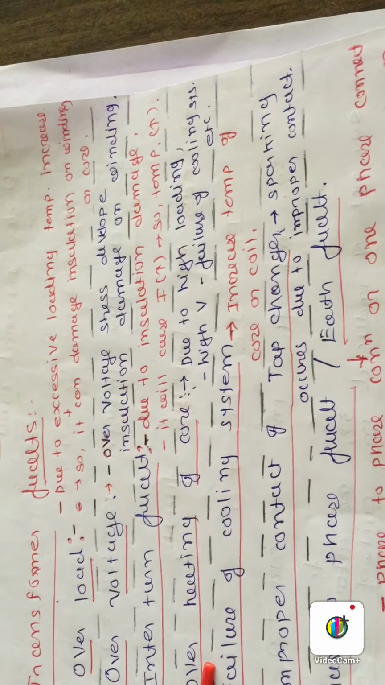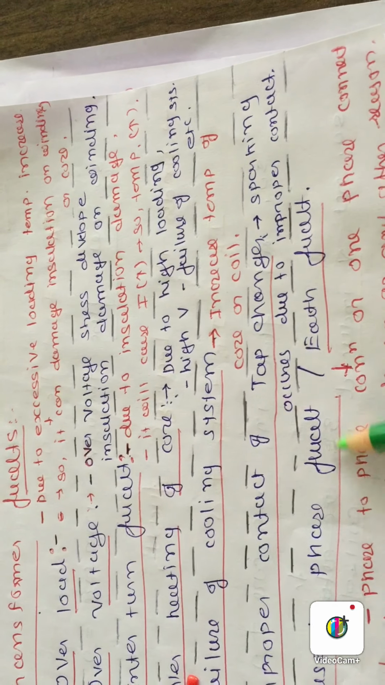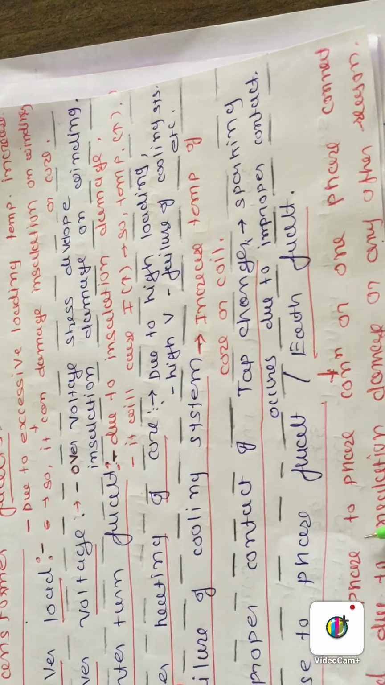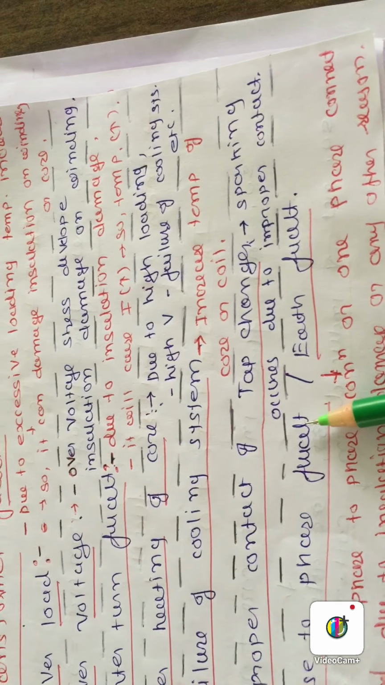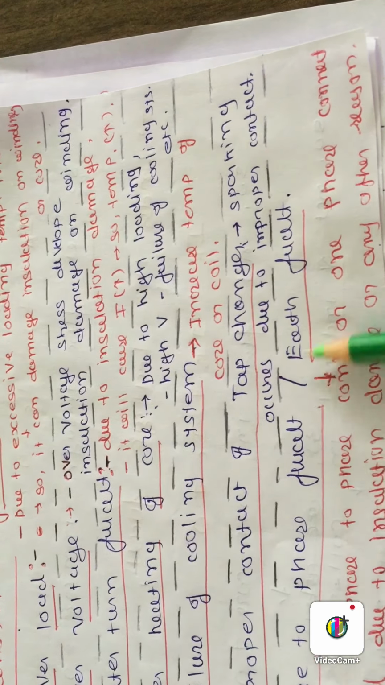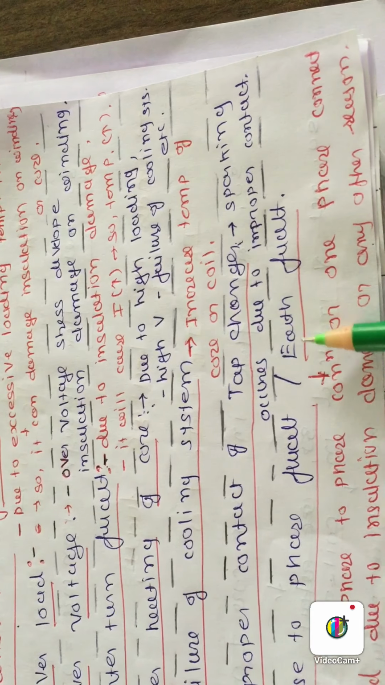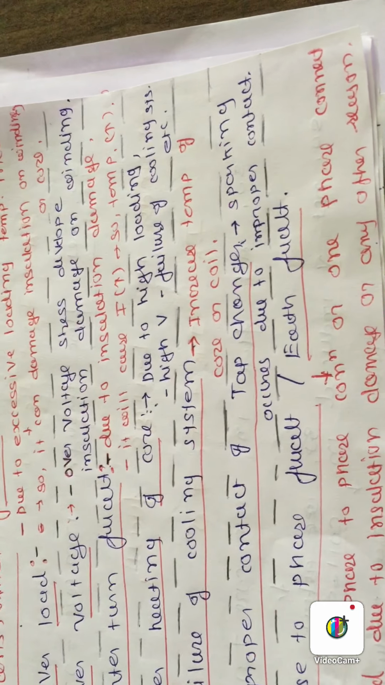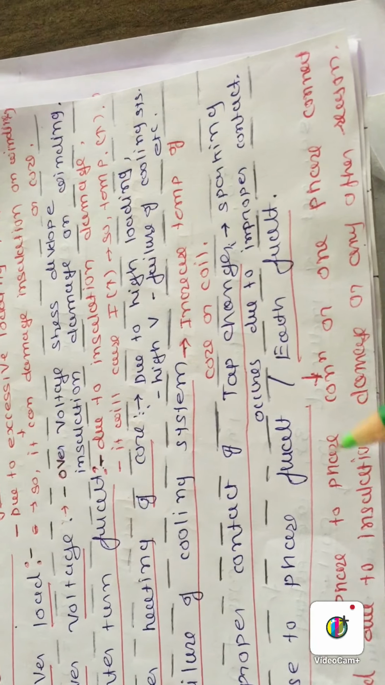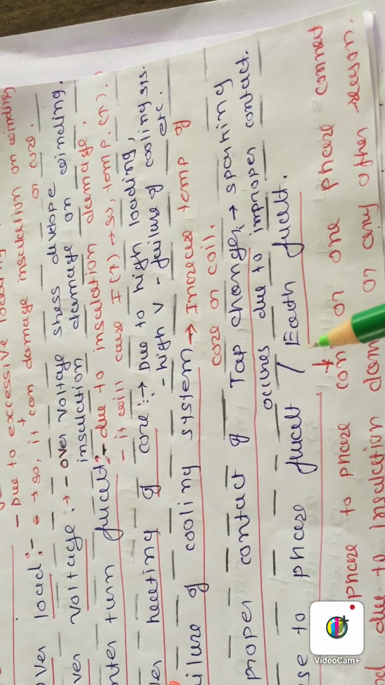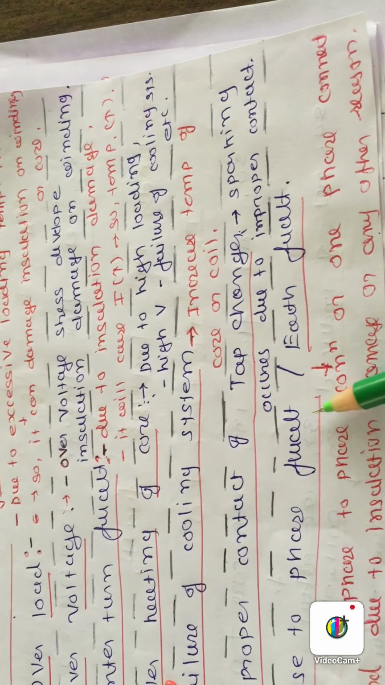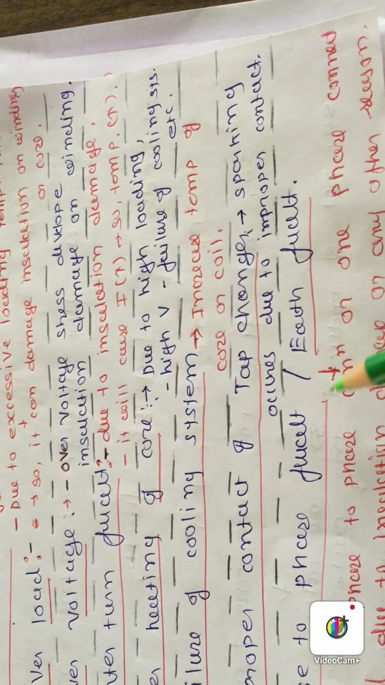Then phase to phase fault or earth fault. Phase to phase fault is produced due to the insulation failure between the two phases, and earth fault is produced due to the insulation failure between the phase and ground. It will damage our transformer, because excessive current flows in the transformer and our transformer can be damaged.